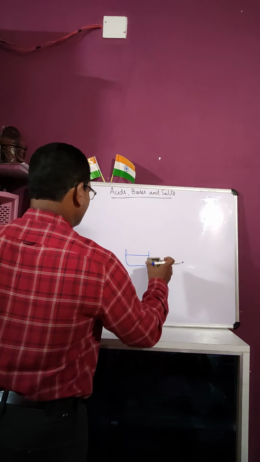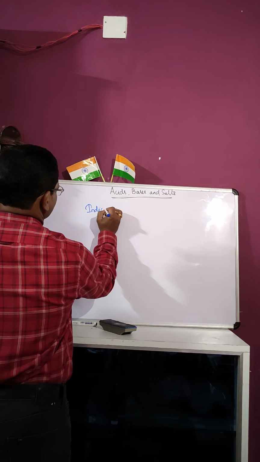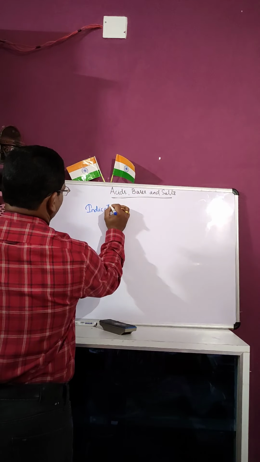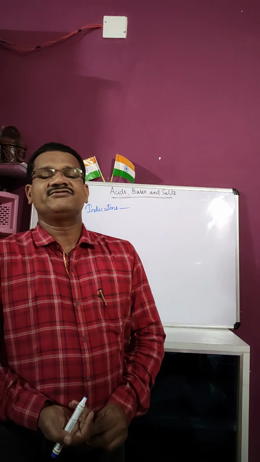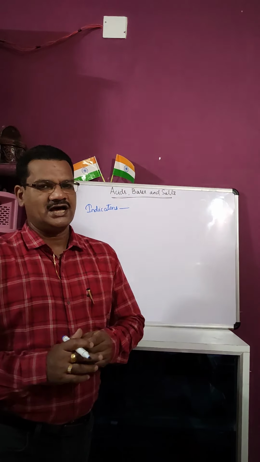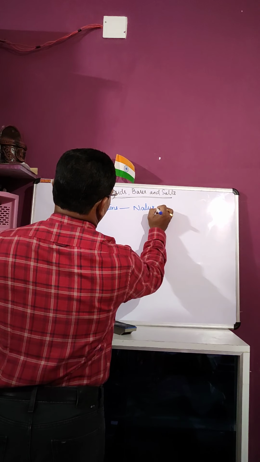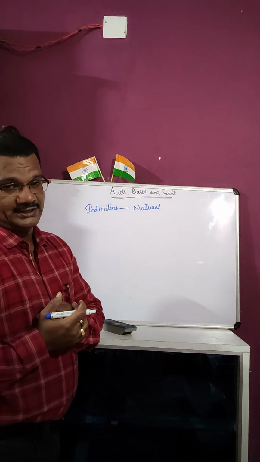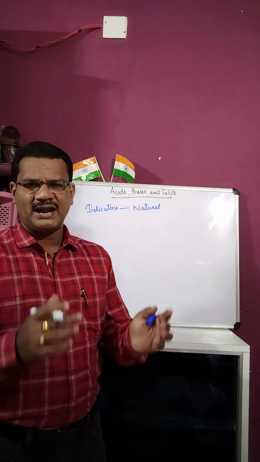So, indicators. Indicators are chemical substances which help us identify whether a given substance is an acid or a base. These indicators are of two types. One is the natural indicator. Natural, as the name suggests, is obtained from nature, from plant sources or animal sources.